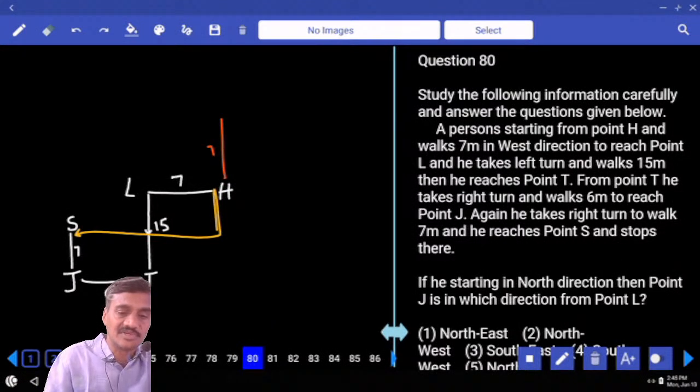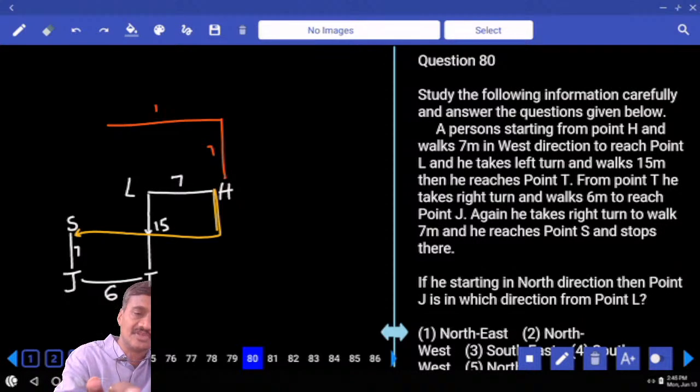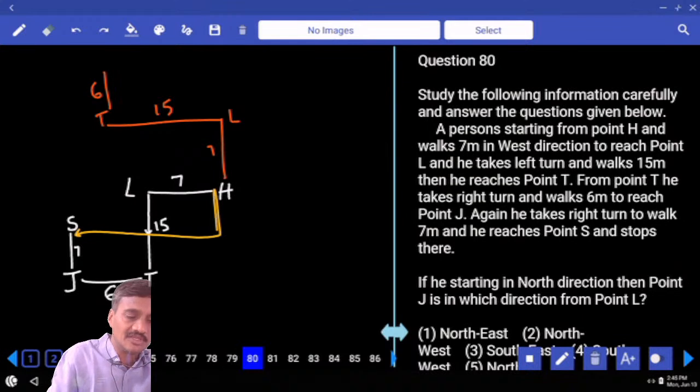Then left hand side, the distance this person has covered is 15 meters. And further to reach point T, this is L. From here, right hand side 6 meters. And finally, another right hand side, 7 meters to reach S.